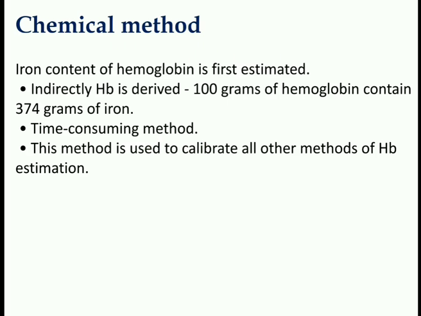Chemical method. Here, iron content of the hemoglobin is first estimated. Then, indirectly hemoglobin is derived. 100 grams of hemoglobin contains 374 grams of iron. This method is also time-consuming. This method is used to calibrate all other methods of hemoglobin estimation.